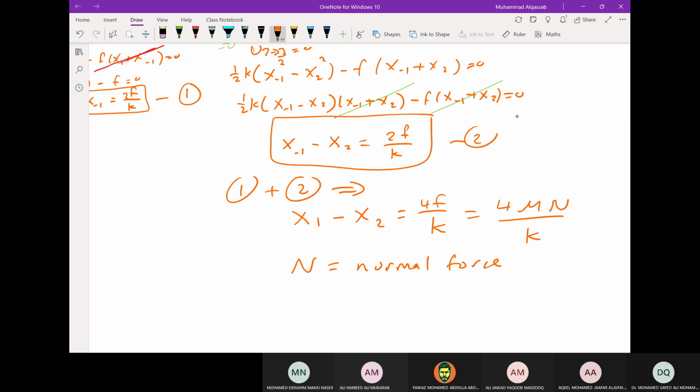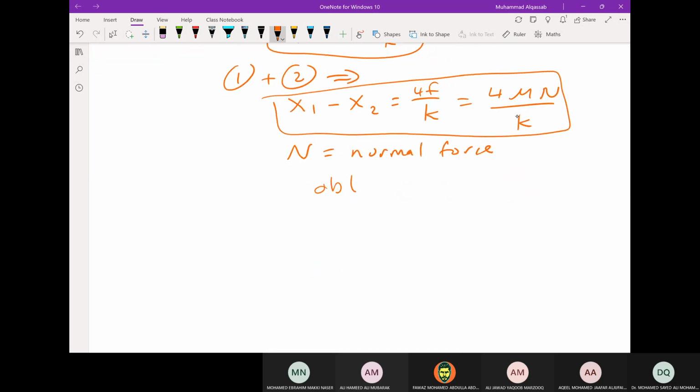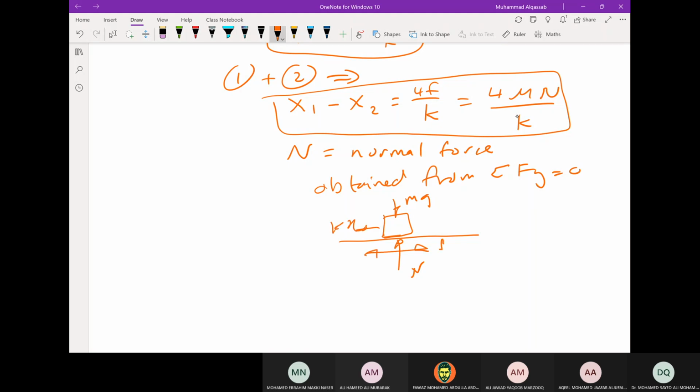N is the normal force, obtained from the sum of forces in y equal to 0. So if you have a horizontal surface, we draw the free body diagram. This is the normal force. This is mg. And you have kx and a friction force either this way or this way, so the sum of Fy equal to 0 will give us that N equal to mg.